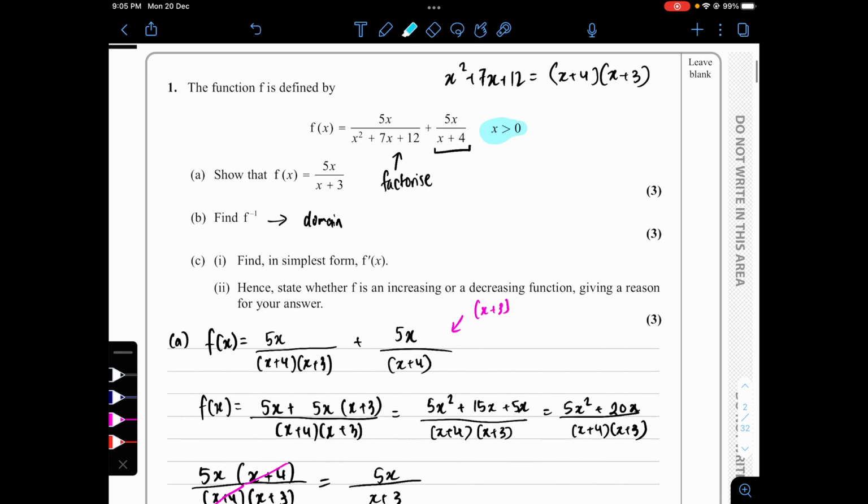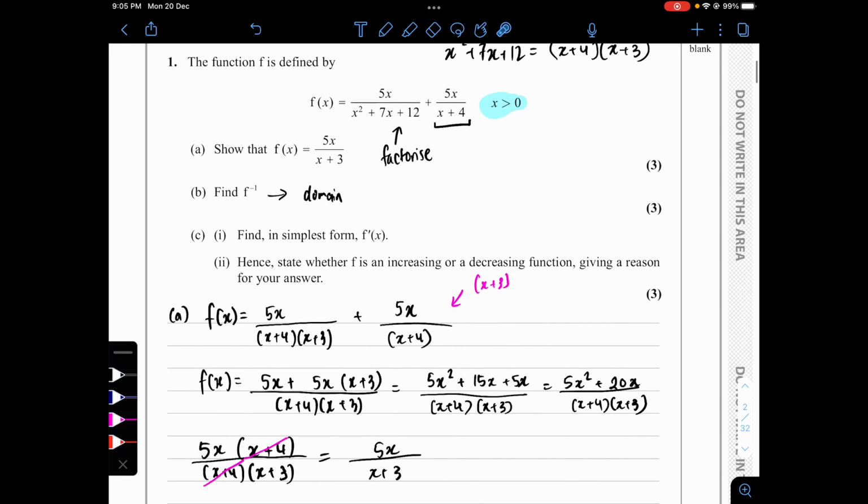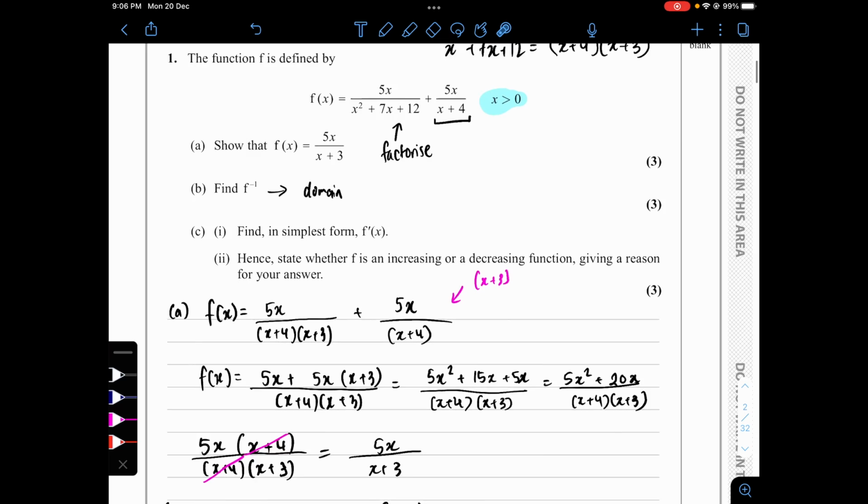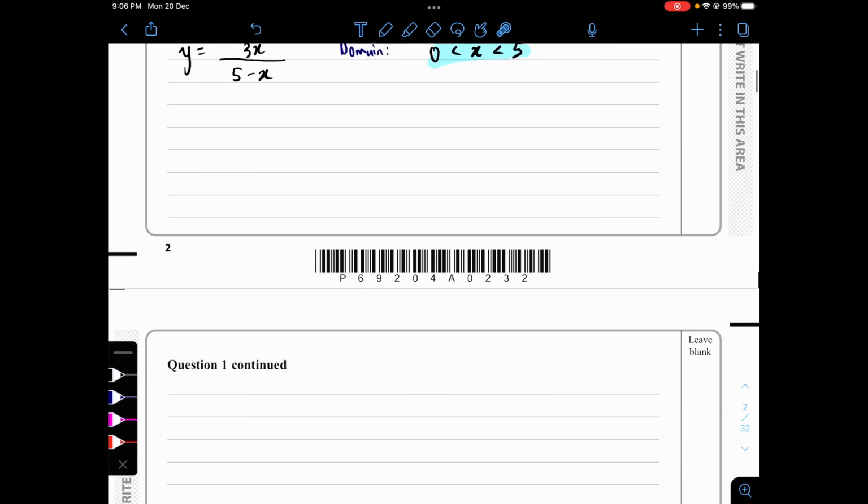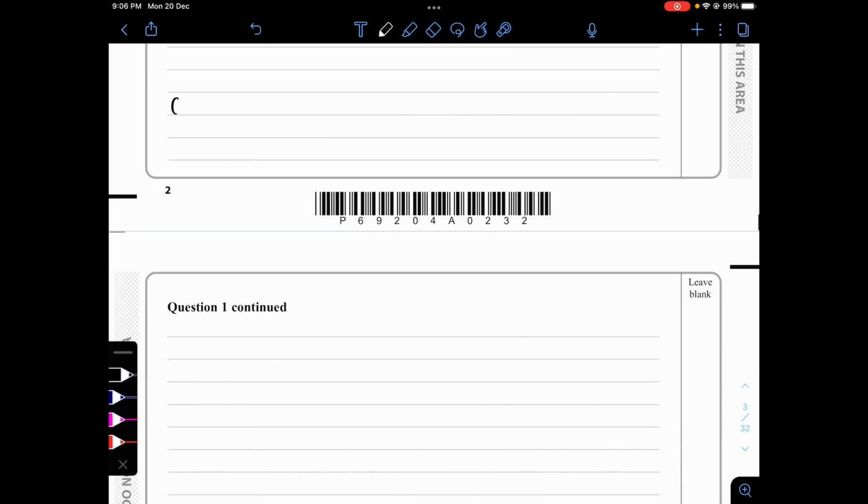So part C says, find in the simplest form the first differential of f of x. That's pretty easy. Then we have to state whether f is an increasing or a decreasing function, giving the reason for your answer. Alright, so we have f of x, so I'm going to go down, so we'll just write it here. So c i, we have f of x is 5x over x plus 3, right?